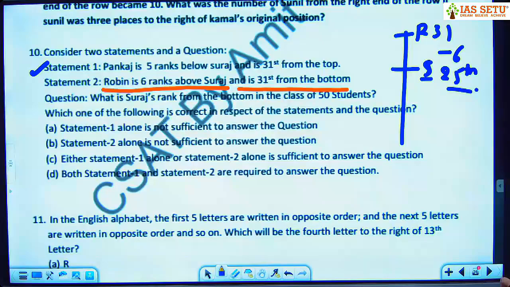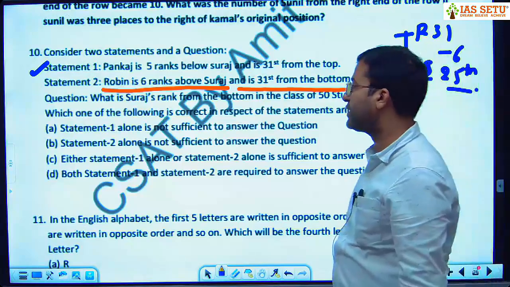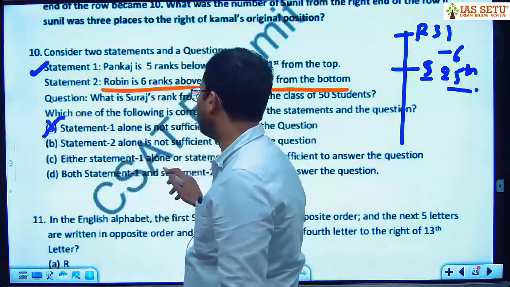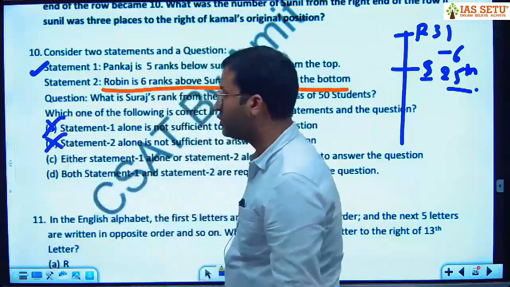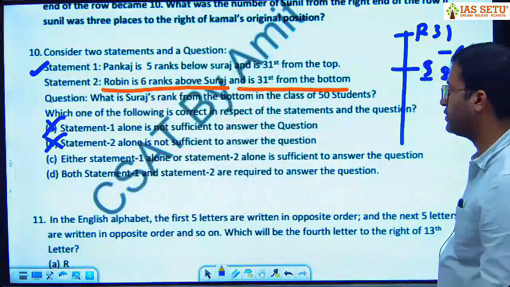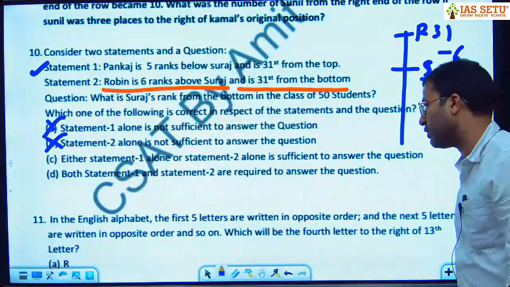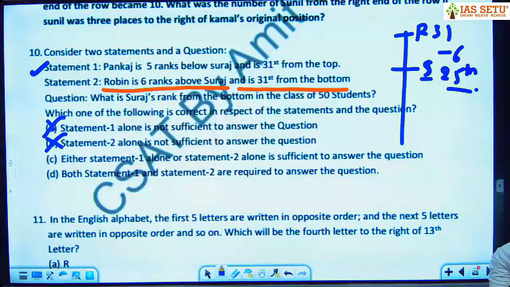Statement 1 alone gives the answer that Suraj is 25th from the bottom. Even statement 2 alone is also sufficient to find that Suraj is 25th from the bottom. All of you agreed? Now we read the answer options. Answer option A is statement 1 alone is not sufficient. Wrong. Answer option B is statement 2 alone is not sufficient. Answer option C is either statement 1 alone or statement 2 alone is sufficient. Answer option D is both statement 1 and 2 are required to answer the question. What will you mark? C or D?